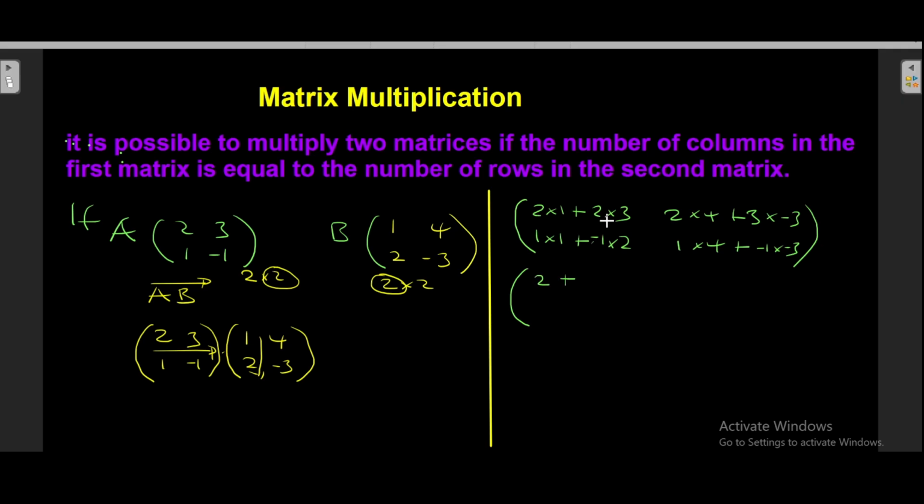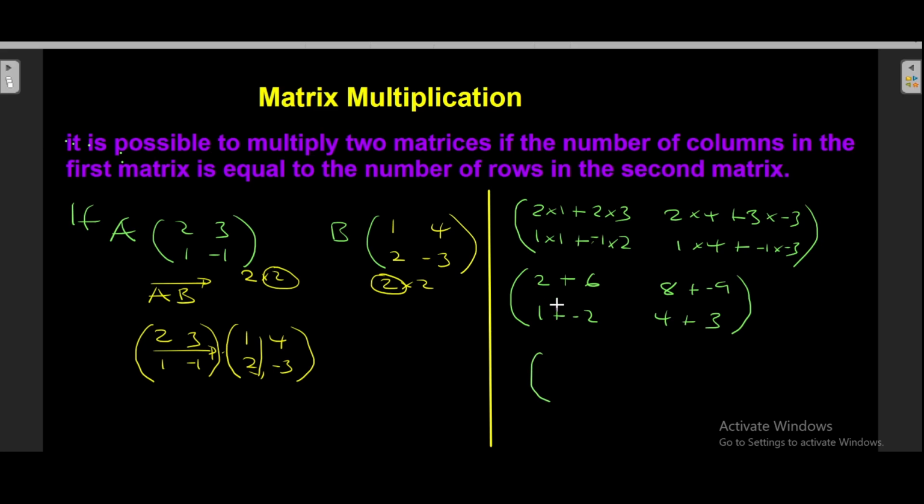If I try to simplify here, 2 times 1 gives me a 2, plus 2 times 3 gives me a 6. Then 2 times 4 gives me an 8, and 3 times -3 gives me a -9. Close that bracket. 1 times 1 is a 1, plus -1 times 2 gives me a -2. 1 times 4 gives me a 4, plus -1 times -3 gives me a 3.